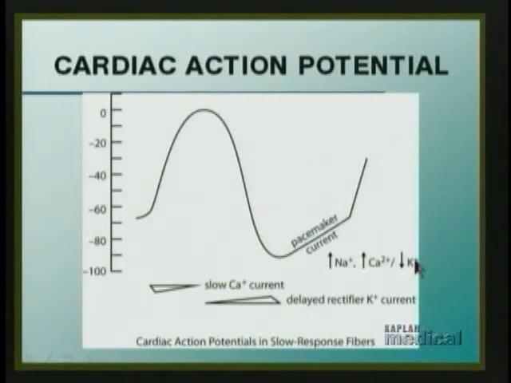What is the total result? The net result is if you open sodium and calcium channels by phosphorylation, sodium and calcium follow their flux into the cell, depolarizing it. If phosphorylation closes potassium channel, then of course less potassium leaves the cell. If it stays inside, it further depolarizes the cell.